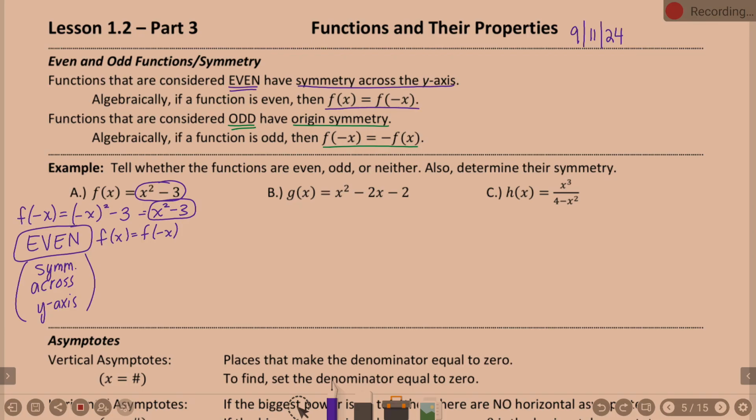Now, we just did that algebraically. Technically, could we have done it graphically from the beginning and never even looked at the algebra? Yeah.